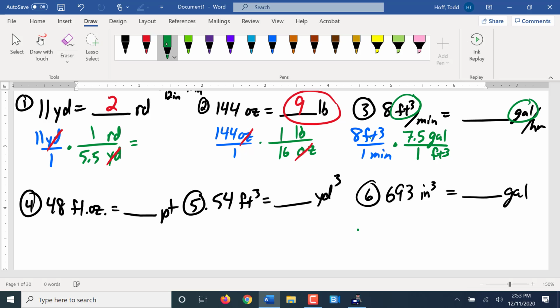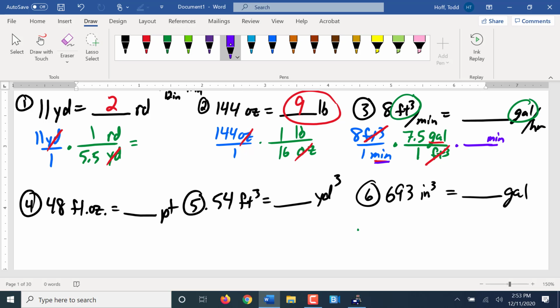One cubic foot is 7.5 gallons. So now the cubic feet are gone. Right now we have gallons per minute. We need to get rid of the minutes and convert them to hours. So where are the minutes going to go in my conversion factor? Top. Since they're on bottom, we're going to put them on top so they cancel out.